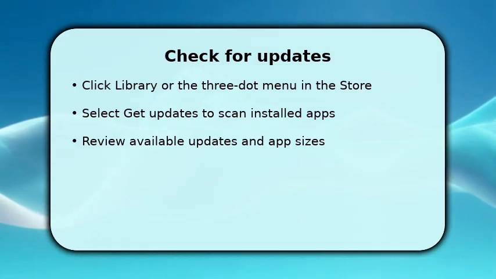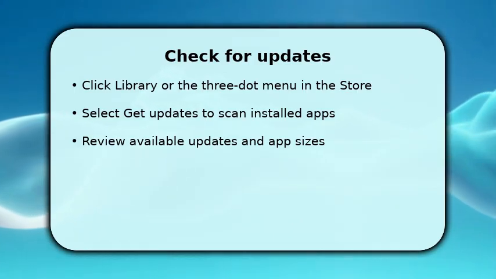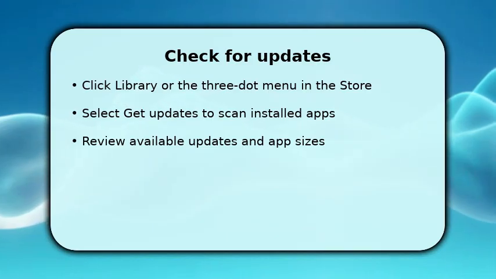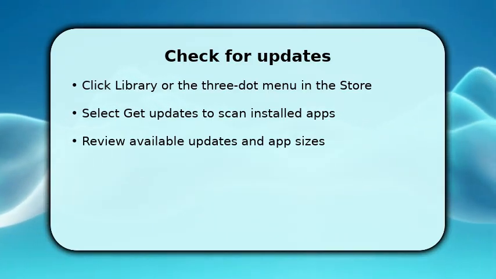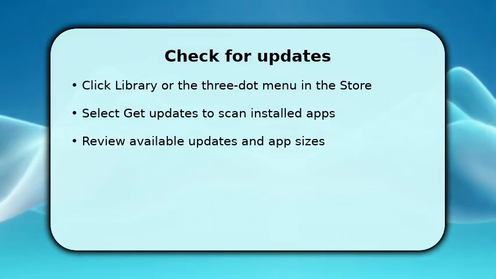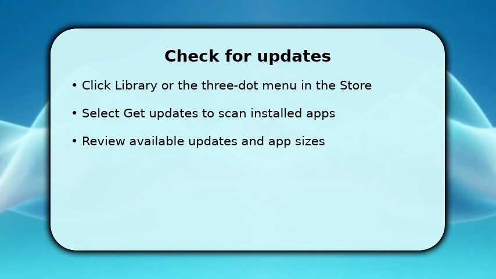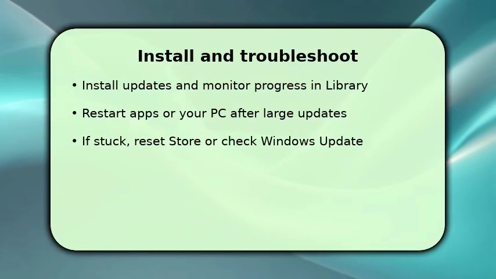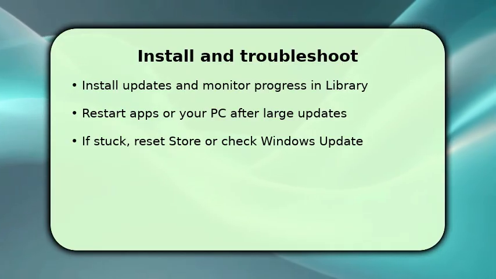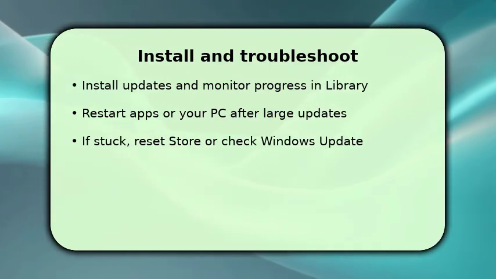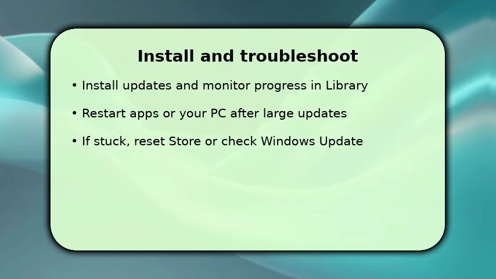While it runs, pause non-essential network activity. This reduces failures. If many apps change, the store queues updates and downloads them sequentially to avoid overloading your disk or connection. Finally, tap Update All or individual update buttons and monitor progress in the library pane. You will see progress bars and occasional prompts for permissions.